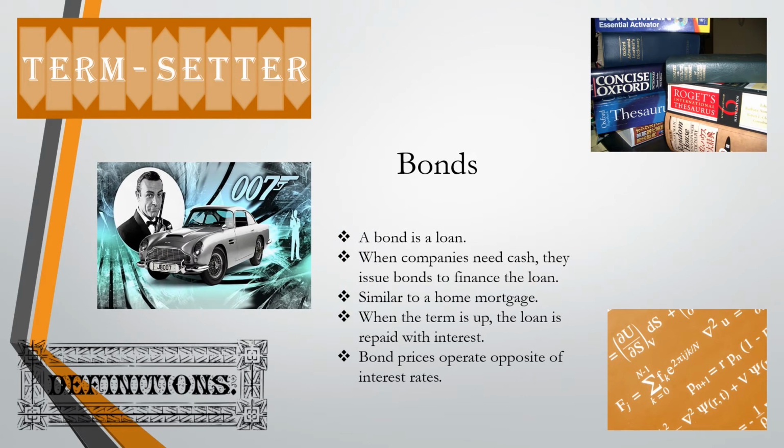When you purchase a stock, you are buying a stake in the company. It is yours, and you get to share in the growth and also in the loss. A bond, however, is a loan. When a company needs funds for any number of reasons, they may issue a bond to finance that loan. Much like a home mortgage, they ask for a certain amount of money for a fixed period of time. When that time is up, the company repays the bond in full. During that time, the company pays the investor a set amount of interest.